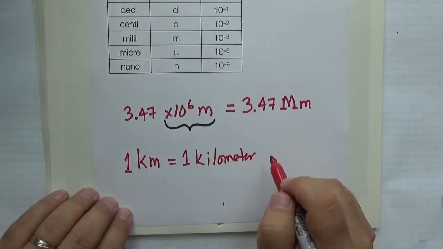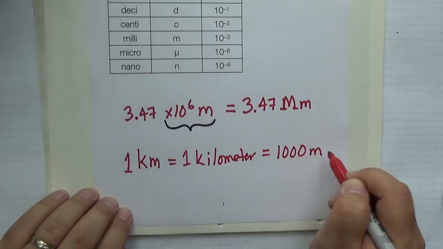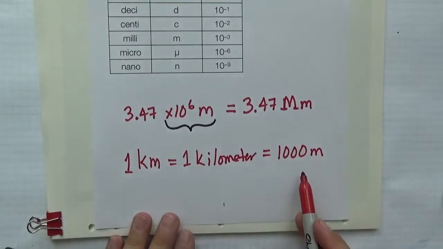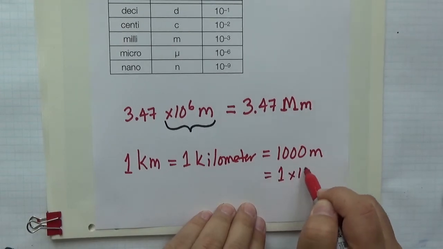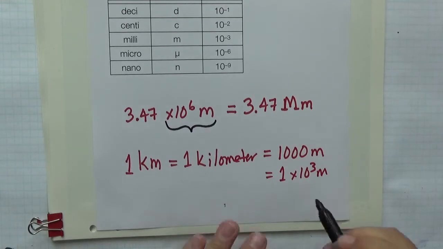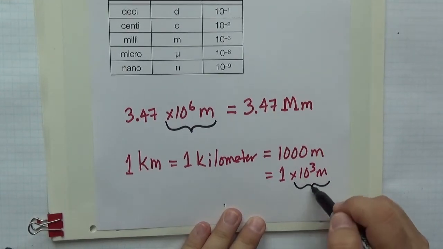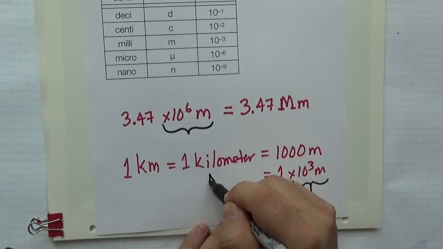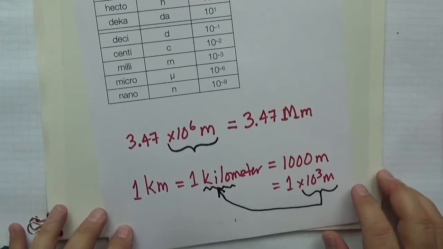She's standing right here. 1 kilometer is 1,000 meters. Okay? So we here have, which is, I should say, 1 times 10 to the 3 meters. The kilometer is doing exactly what we've said before. It's using that power of 10 and the meter together and replacing it with a metric prefix, in this case, kilo.